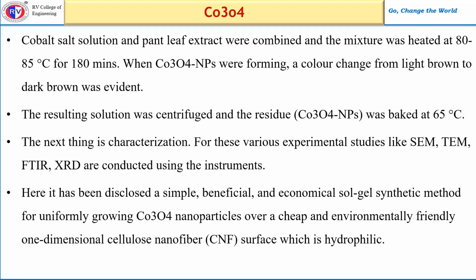Next is characterization. Various experimental studies like SEM, TEM, FTIR, and XRD are conducted using instruments. Here it has been disclosed a simple, beneficial, and economical sol-gel synthetic method for uniformly growing Co3O4 nanoparticles over a cheap and environmentally friendly one-dimensional cellulose nanofiber surface, which is hydrophilic.